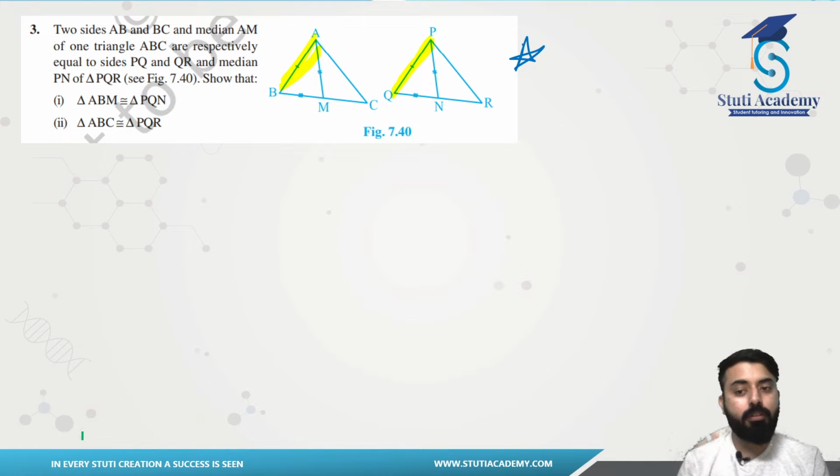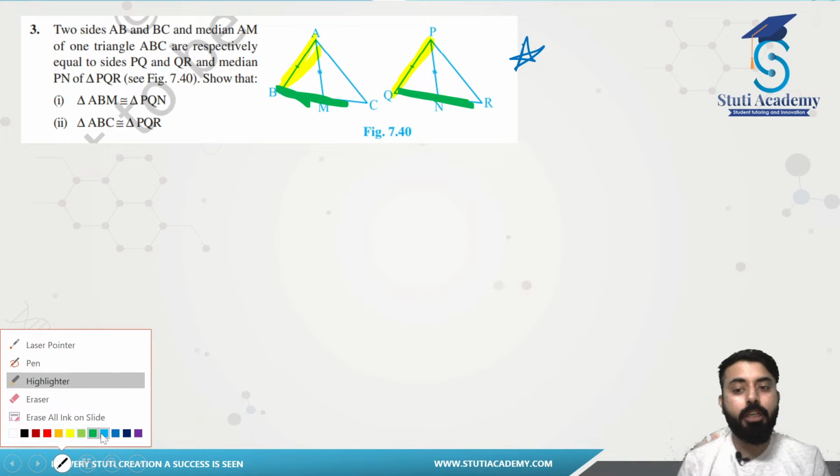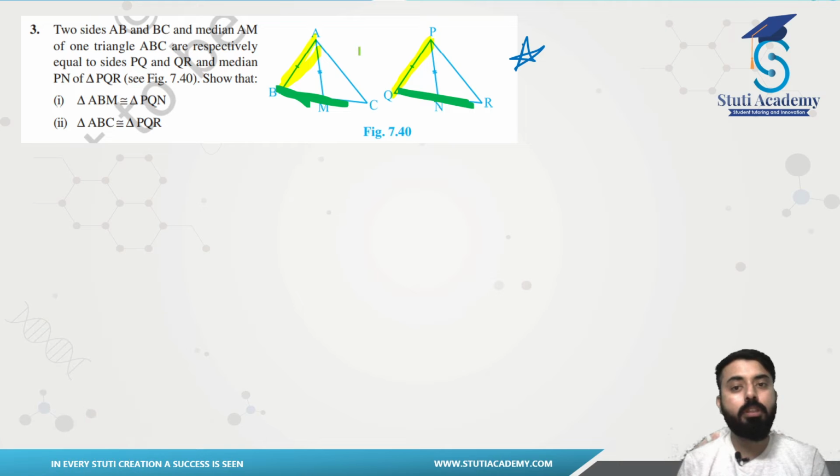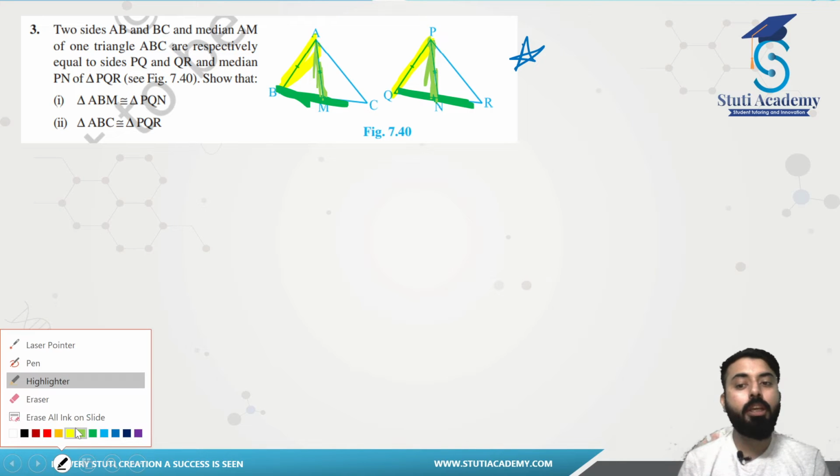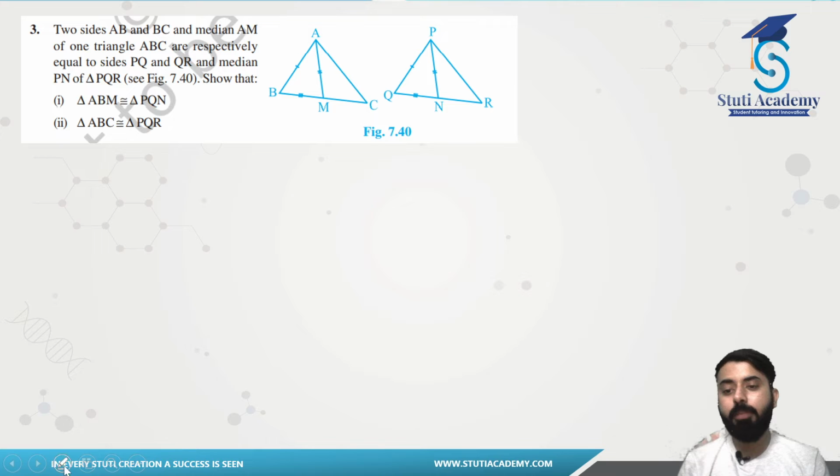This BM right here is equal to QN, and you have this AM, this height right here, is equal to that one. This is a median, don't get me wrong. Sorry, it is a median. You guys know what is a median? I've already told you. A median is that line which divides the line it is falling on into two equal parts. That means this BM will be equal to MC, this QN will be equal to NR.